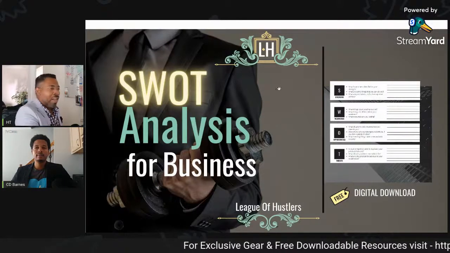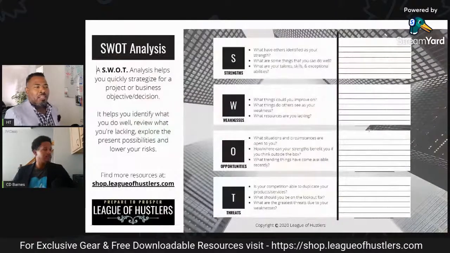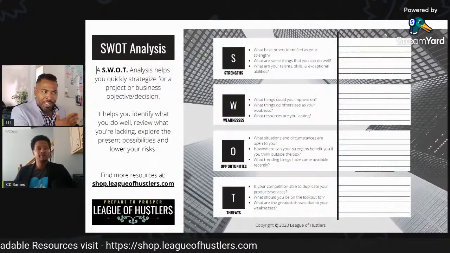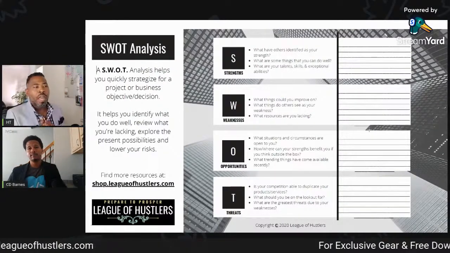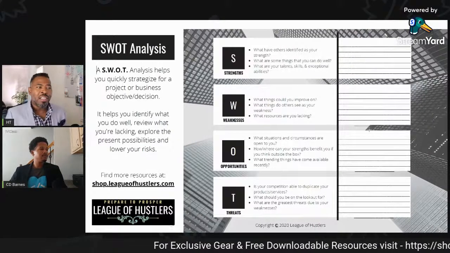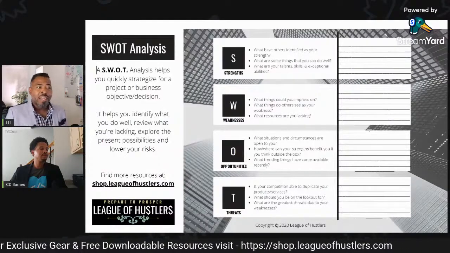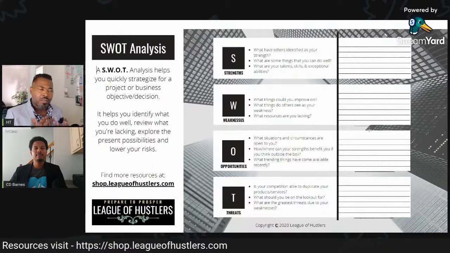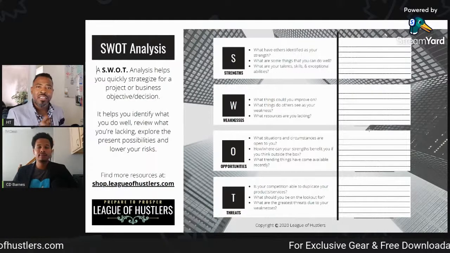So moving right along, what is a SWOT analysis for? As it says right here, a SWOT analysis helps you quickly strategize for a project or business objective or decision. It helps you identify what you do well, review what you're lacking, and explore the possibilities and lower your risk. This is very powerful, it's very quick, and it's designed to help you make decisions fast.